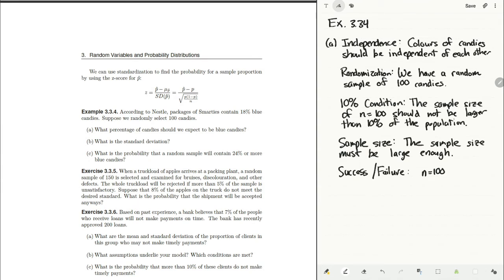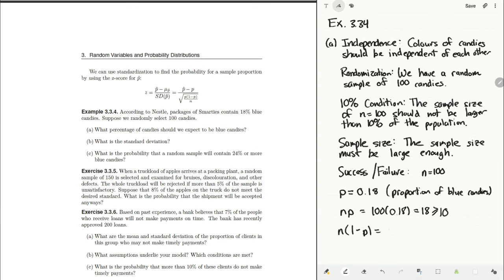So here we have a sample size of 100, and p, which is the proportion of blue candies, is equal to 0.18. And so we calculate the number of successes by taking n times p, so 100 times 0.18, which gives us 18, and this is larger than 10. The number of failures is calculated by n times 1 minus p, which is 100 times 1 minus 0.18, and this gives us 82, which is also larger than 10. And so the success and failure condition is met, so we can assume both independence and a large enough sample.